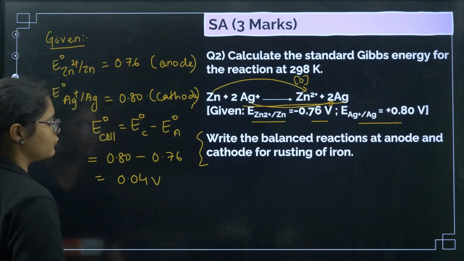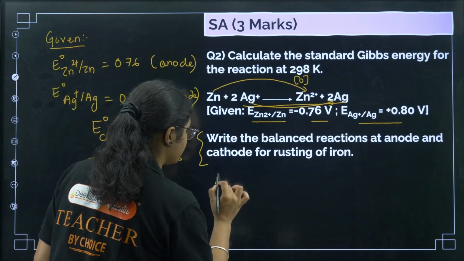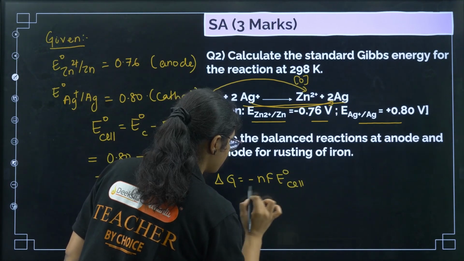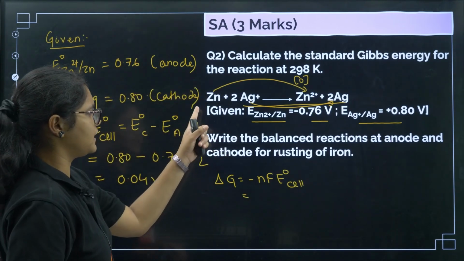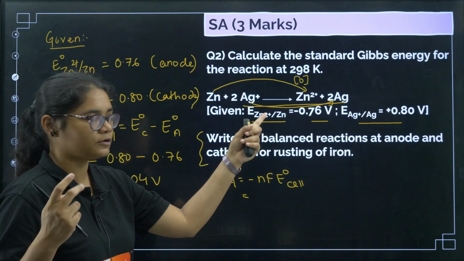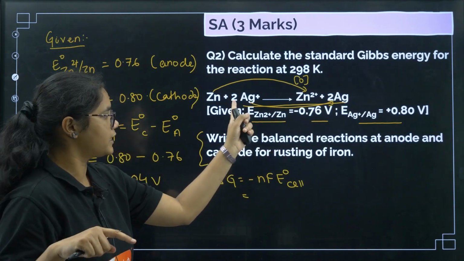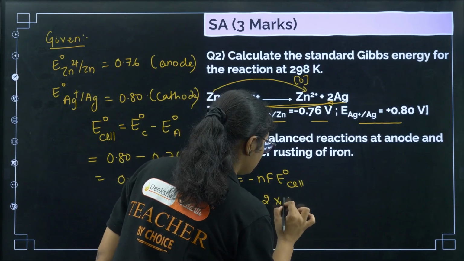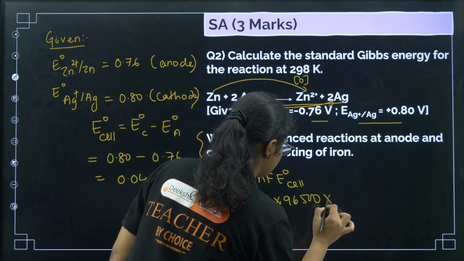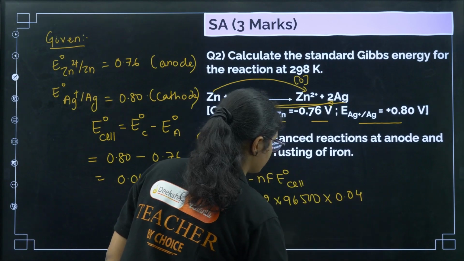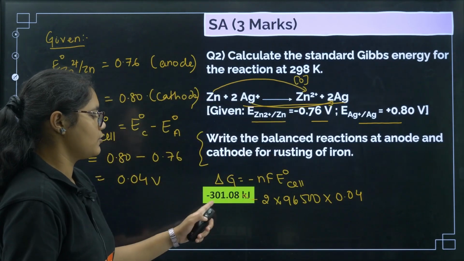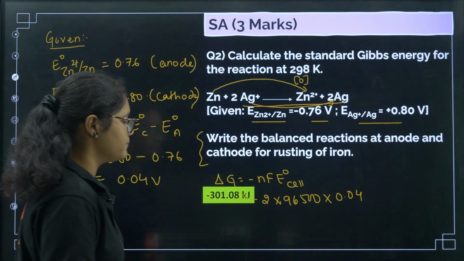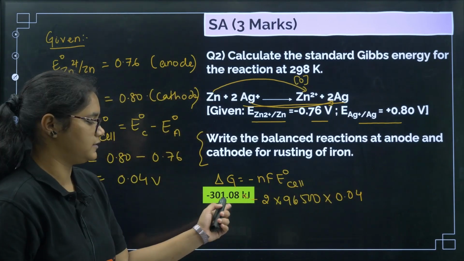We'll get 0.04 volt. Now we'll write the delta G formula, that is minus nF E naught of the cell. Now how many electrons have been exchanged here? Zn to Zn2 plus is 2 electrons. Ag plus to Ag is 1 electron, but there are 2 Ag, so that will also be 2 electrons. So I'll get minus 2 into 96500 into E naught of the cell, 0.04. If you solve this, we will be getting around minus 7.72 kilojoule per mole. Just check this calculation and see the answer.